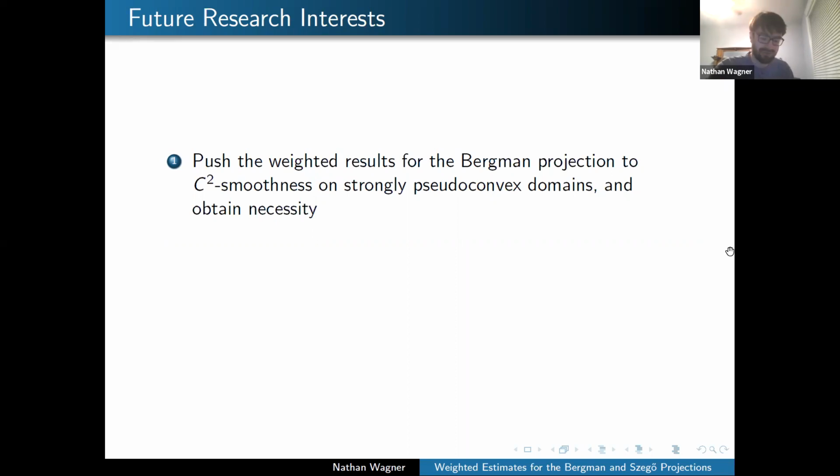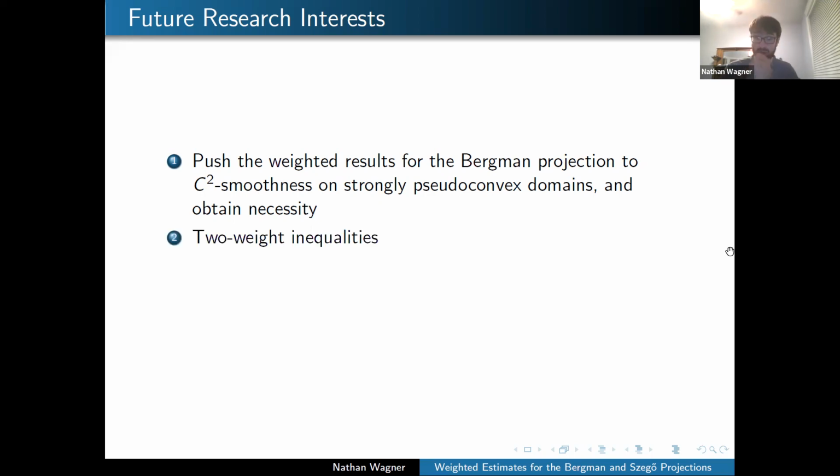In terms of what I'm interested in for the future, I have a few specific things as well as general interests. One thing I would like to do is push these weighted results for the Bergman projection to the C2 smoothness case, because I think it's probably true. We just have this technical obstruction. It would also be very interesting to obtain the necessity of the AP or the BP condition, which again, I conjecture is true, but there are some problems with using this operator theory Kurzman-Stein strategy to obtain this.